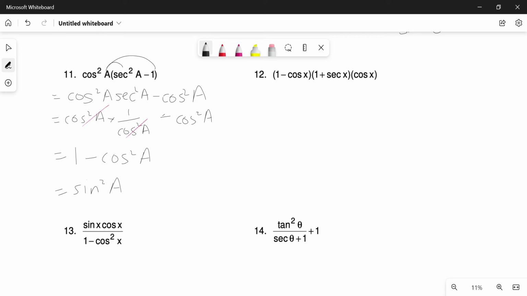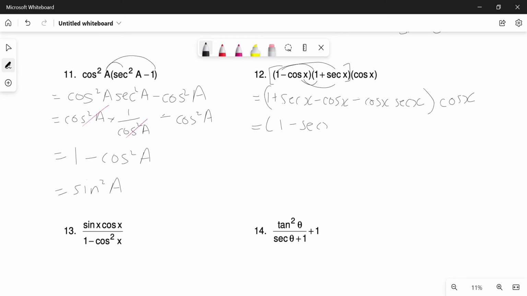Now number 12, what we can do here is a couple of things. It really doesn't matter which way you do it, but say we just multiply out the first two brackets first. So you'd get 1 times 1, 1 times sec x, negative cos x times 1, negative cos x times sec x. And all of that we still need to times by cos x. Okay, now we know, well, let's do this first.